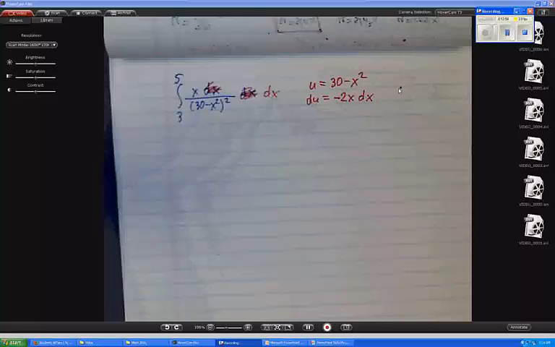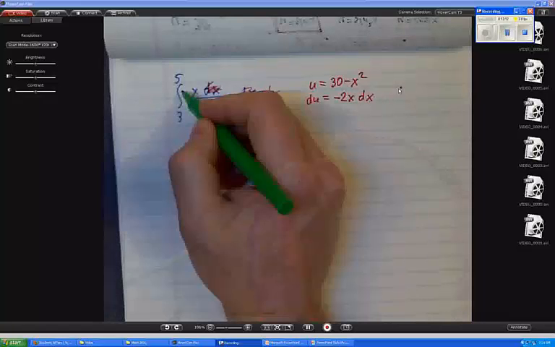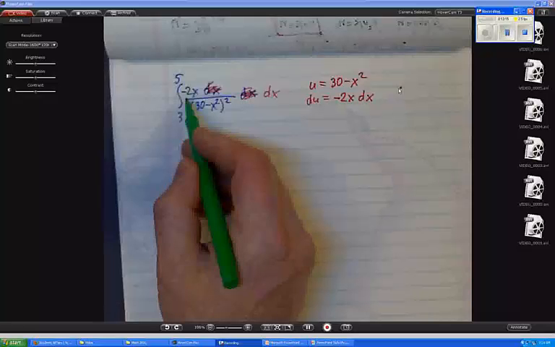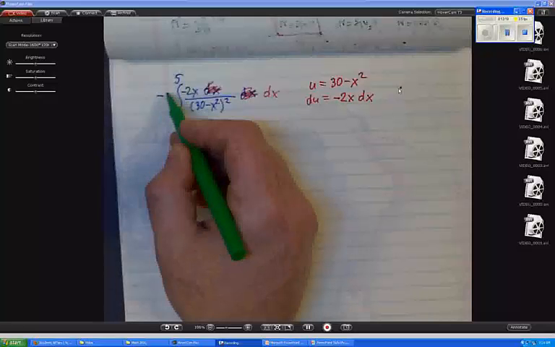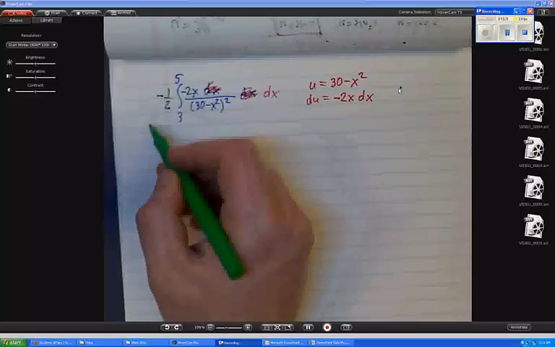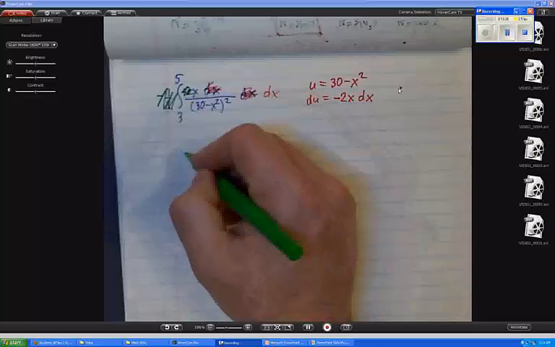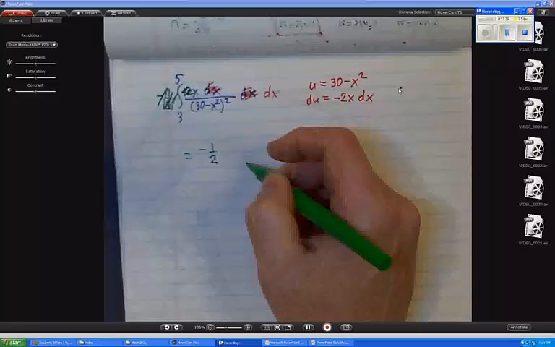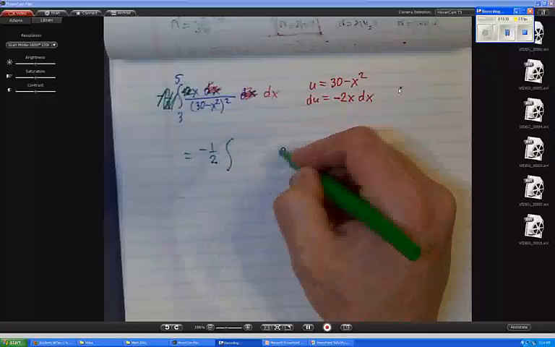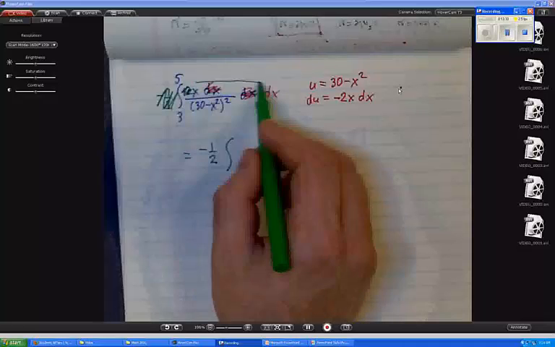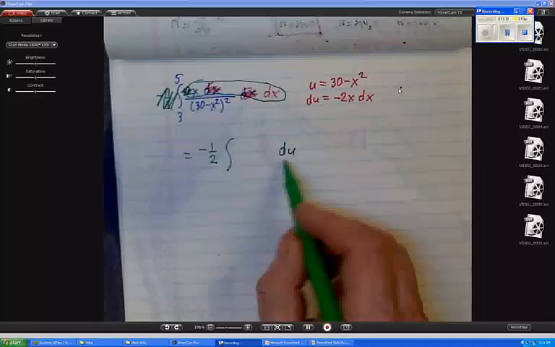So do we have our du? Not quite, right? We need to get a negative 2 up there, and then we'll have du. And so if I multiply by negative 2, I also need to multiply by negative 1/2, right? So to compensate. Okay? So the original problem was this. So I get negative 1/2 integral. Now I have my du. The x dx plus the negative 2 I multiply by is the du. And what do I get?